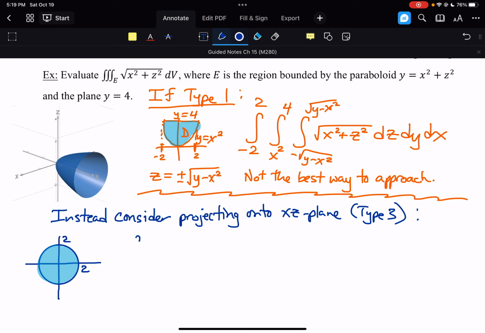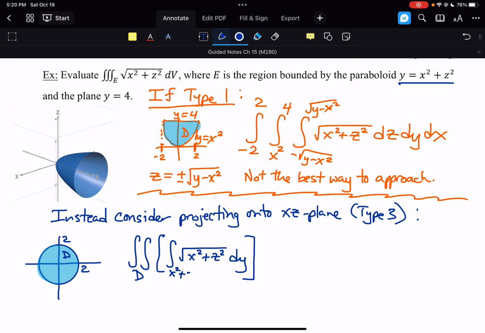we're going to set up the double integral over D, and then the innermost integral, we're going to have y going between two functions of x and z, right? So we have the lower function is the paraboloid, the upper function is the plane up here. So it's going from x squared plus z squared up to 4.